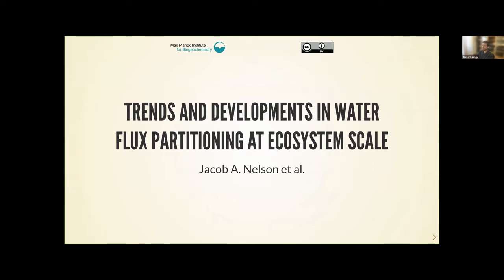Hi, everyone. So yeah, I'm Jake Nelson at the Max Planck Institute for Biogeochemistry here in Vienna, Germany. And this will be a very surface level, kind of frantic look at water flux partitioning at ecosystem scale.